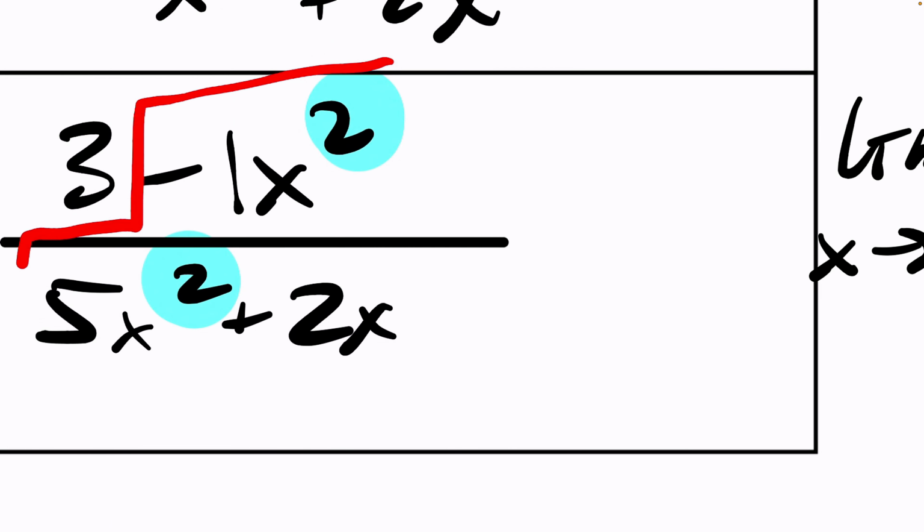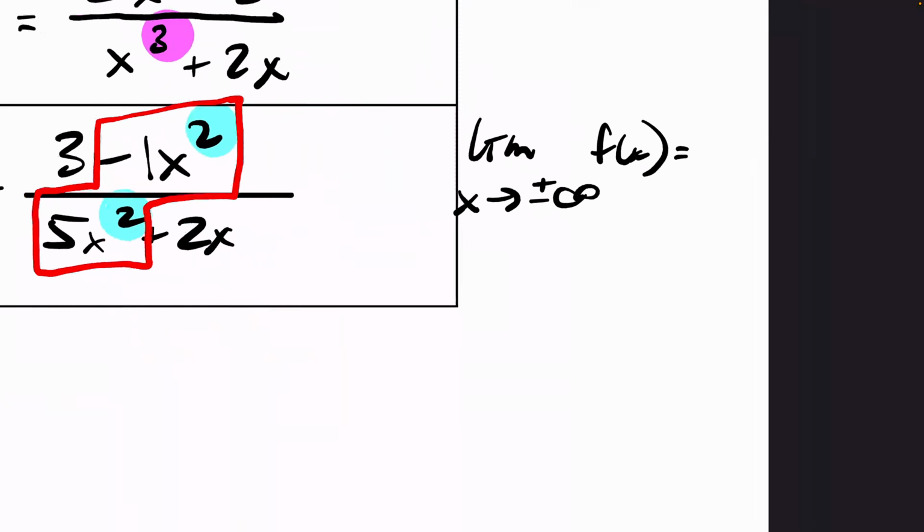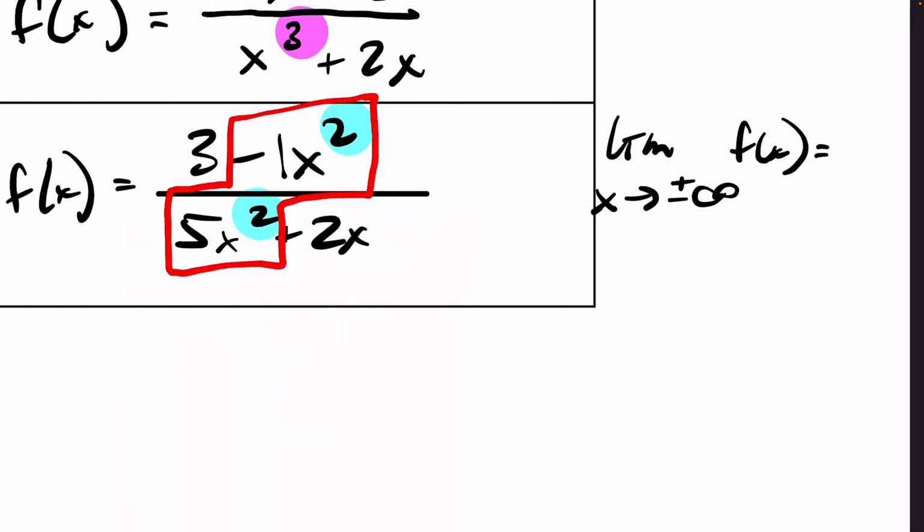So when we get this, we only focus on the leading guys. So we said the leading coefficient on top was -1. The leading coefficient on bottom was 5. So what is the limit? -1/5. What is the horizontal asymptote? Y equals -1/5.